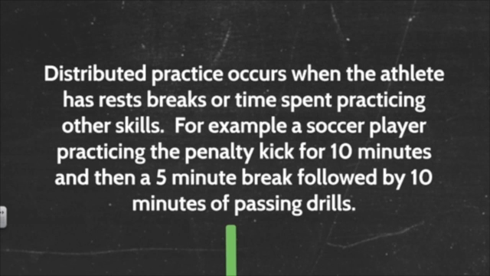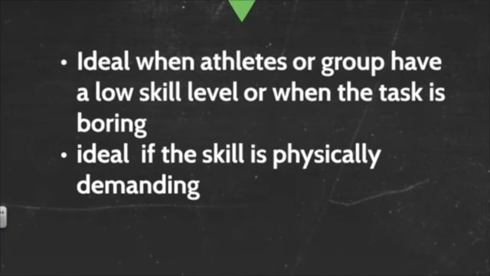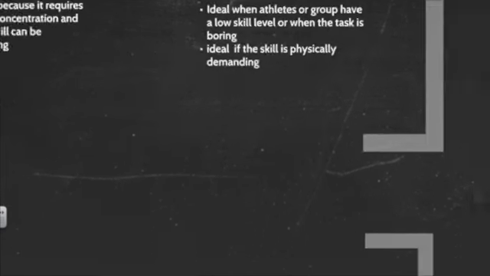Distributed practice is a little bit of the opposite, when the athlete has rest breaks or time spent practicing other skills. So instead of practicing the penalty kick straight for 20 minutes, in this example of distributed practice, they would practice the penalty kick, say, for 10 minutes, then have a rest break, followed by 10 minutes of perhaps passing drills. This is ideal for athletes or groups that have a low skill level or when the task is particularly boring. And it's particularly good if the skill is physically demanding.